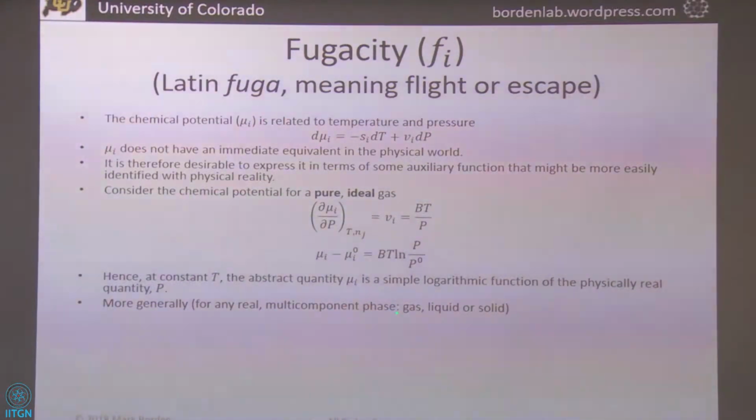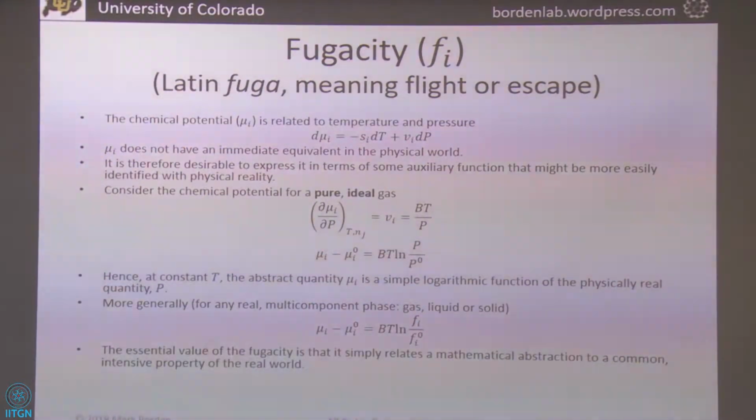More generally, for any real multi-component phase, gas, liquid, or solid, instead of pressure you can put in fugacity, that has units of pressure, force per unit area. So the essential value of fugacity is that it simply relates a mathematical abstraction, that is, the chemical potential, to a common intensive property of the real world, that is pressure. And for phase equilibrium, just the way that we had the chemical potentials equal for each species in each phase, the fugacities will be equal in each phase for each species.